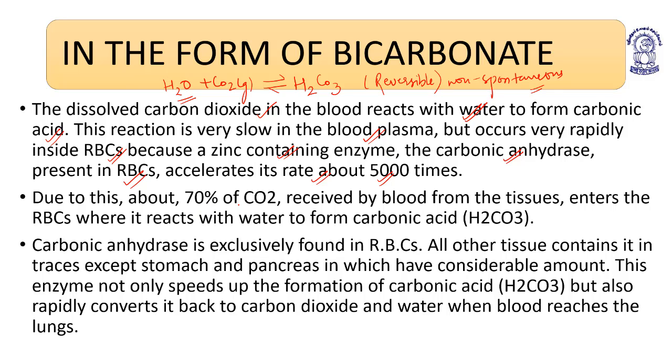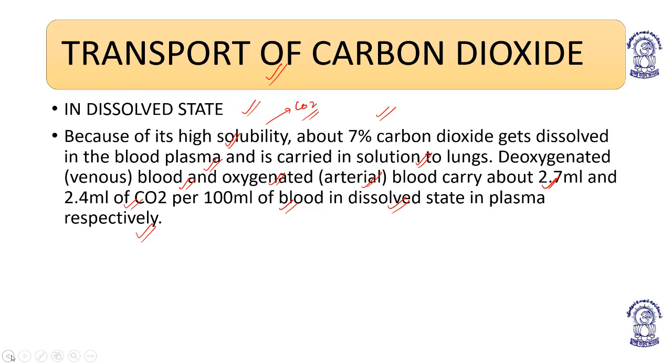Due to this, about 70% of CO2 received by blood from the tissues enters the red blood corpuscles, where it reacts with water to form carbonic acid, that is H2CO3. Please rectify this term. It is not 7%, it is 70%. The rest of the CO2 gets dissolved in the blood plasma and is carried in solution to the lungs.